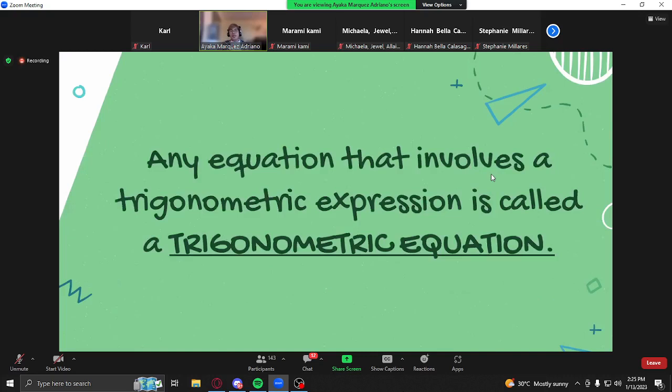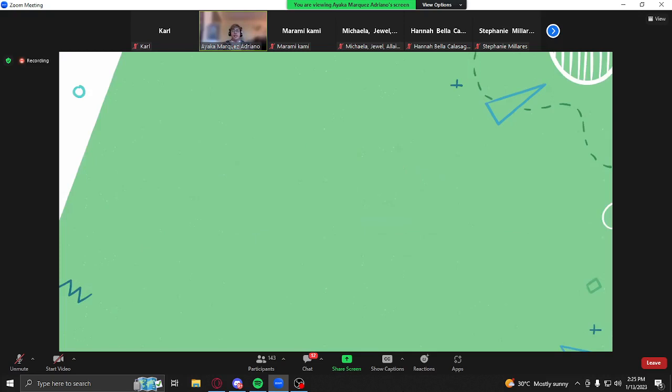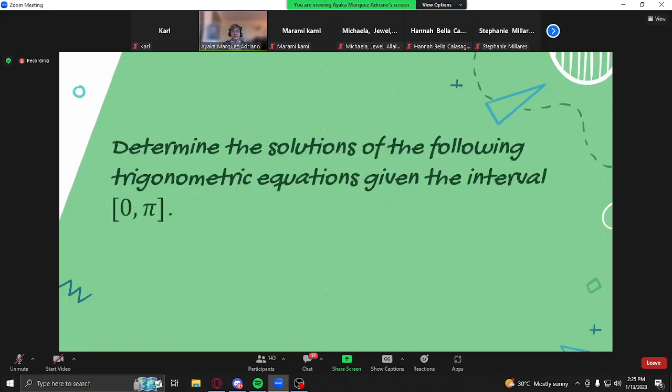So any equation that involves a trigonometric expression is called a trigonometric equation. Basta't may equality na siya, tinatawag na natin siyang trigonometric equation, for as long as present yung 6 na functions natin. Let's have this particular example.